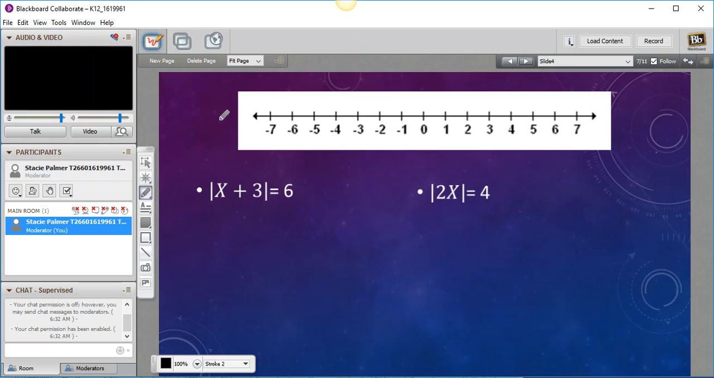Okay, let's look at one that's a little bit harder. The absolute value of x plus 3 equals 6.